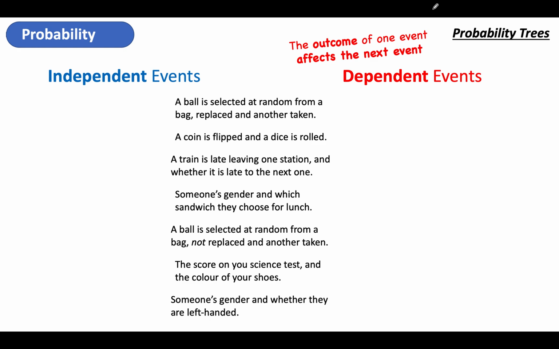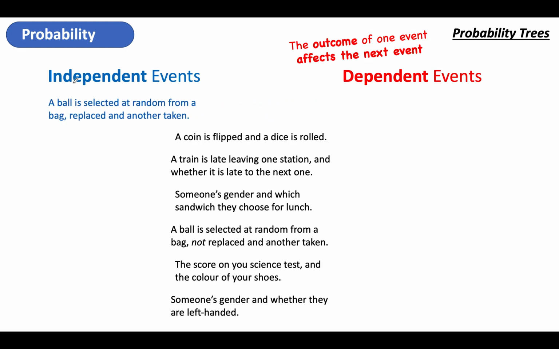Okay, so a ball is selected at random from a bag, replaced, and another taken. Right, this is definitely independent. Classic independent event. We've got a bag full of balls, you know what I mean. We take one out, record the colour, put it back in. Because we put it back in, there's the same amount the next time we take a ball out. So the probabilities haven't changed, and we put it back, take another one out. Every time you've got the same probability of getting either a different colour or number, whatever's on those balls.